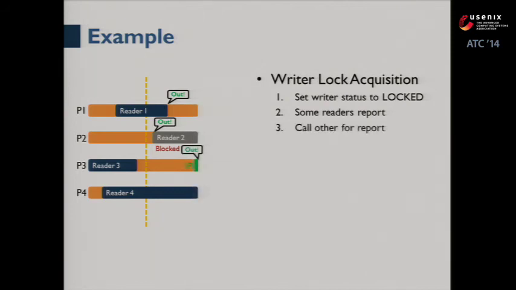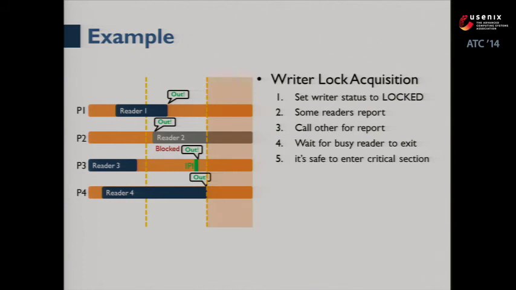The writer finds that the third and fourth readers have not reported, so it sends an IPI to both of them. The third reader is not in the critical section, so the IPI handler replies that it is out of the critical section. And the fourth reader finally finishes its critical section and reports that it is out of the critical section. It is now safe for the writer to enter its writer critical section.